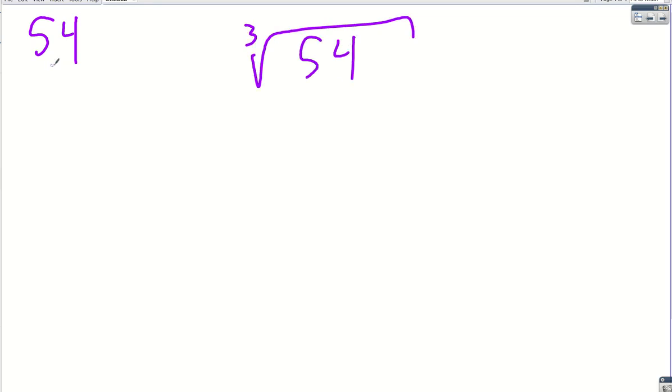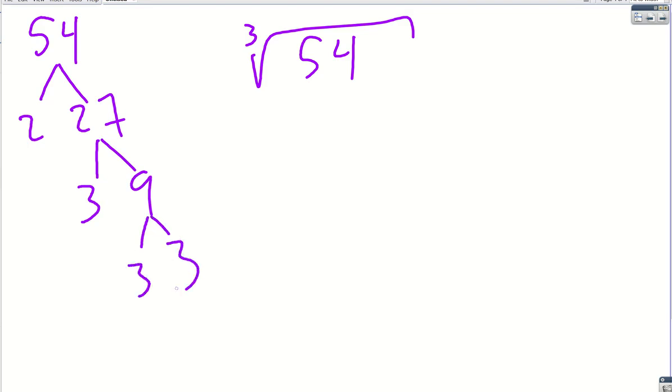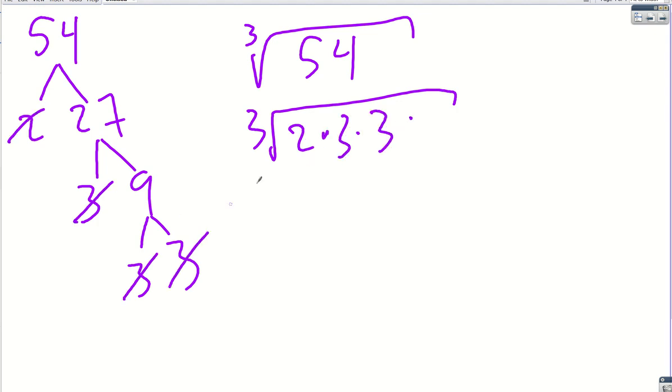Okay. So now let's look at another example. Let's say that they give us 54. But they say, I want the cubed root of 54. So let's split that in half. And I get 2 and 27. 27 splits up to 3 and 9, and 3 and 3. Which means I have the cubed root of 2 times 3 times 3 times 3.